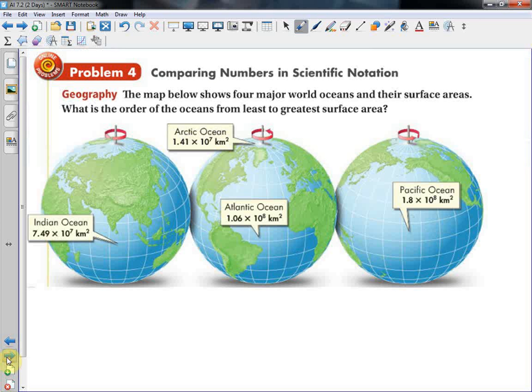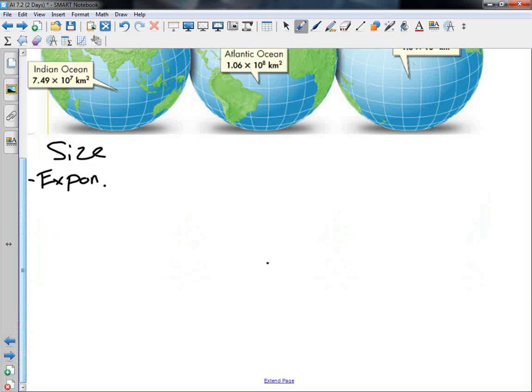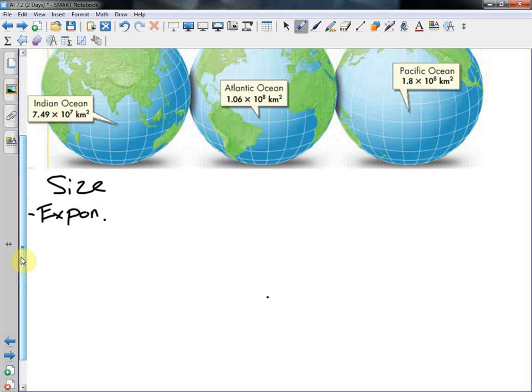Problem 4 wants us to compare numbers in scientific notation, right? So we have a globe here, and it shows the 4 major oceans and their surface areas. And we want to order these oceans from the least to the greatest surface area. When comparing size in scientific notation, the most important part is the exponent. Okay? The exponent is the most important part. It tells you the most about the size of whatever we're talking about.